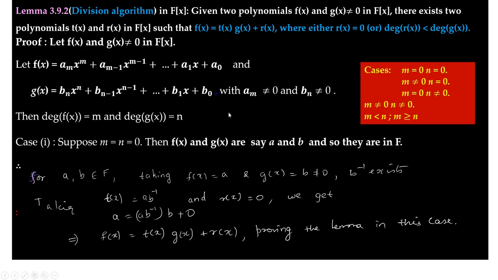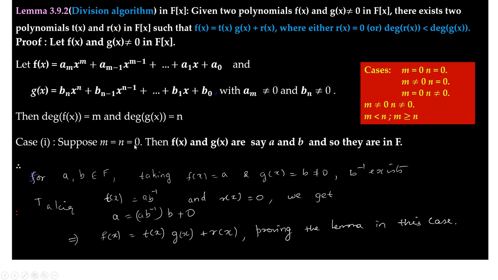Since we have mentioned degree m, naturally a_m should not be 0, and since we have mentioned degree n, b_n should not be 0. I mean, the leading coefficient should not be 0. Now we will prove this by considering various cases. The cases are: both of them are 0; one is 0 and the other is non-zero; and both of them non-zero. In this last case, we have two sub-cases, namely m less than n, and m greater than or equal to n. In all the cases, we are going to prove that the division algorithm holds.